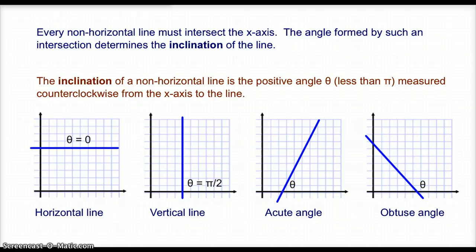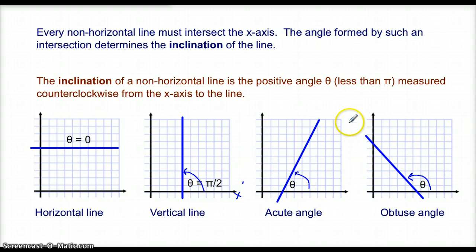Okay. So if we have a line on the coordinate plane and that line is not horizontal, so in other words, this here is a horizontal line, every line except the horizontal line has to intersect the x-axis. Remember, the x-axis is the one down here, at one point and one point only. When it intersects that axis, it creates an angle, and we call that angle, measured counterclockwise from the x-axis to the line, the angle of inclination.